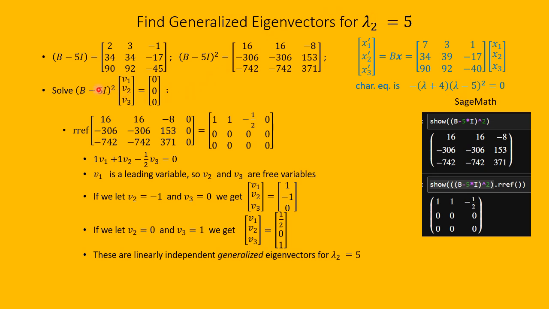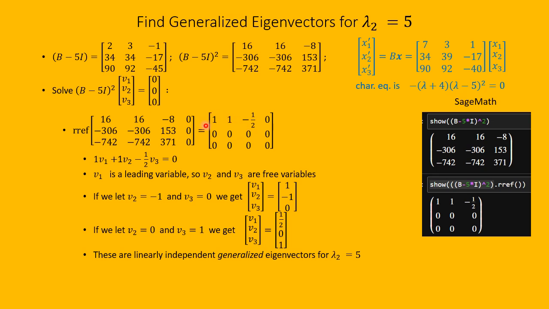So, to solve this, we will look at B minus 5I squared, which is this matrix here, and augment it by a column of zeros, thinking of this as a system of linear equations. And we want to solve basically 16v1 plus 16v2 minus 8v3 equals 0, and so on, 3 equations. To solve those, let's get the reduced row echelon form of this augmented matrix. Turns out to be this.